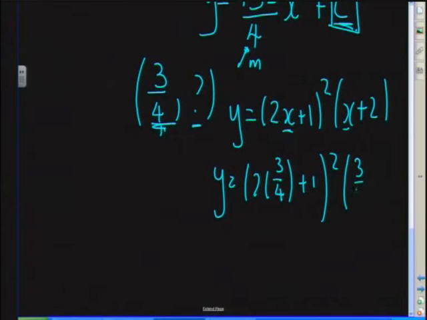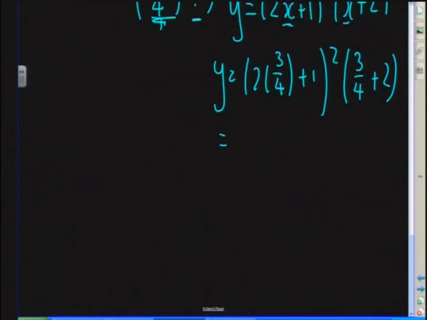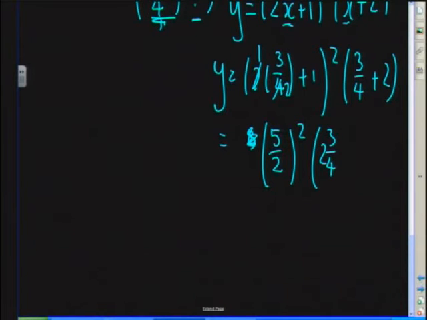It really doesn't matter where you put the 3/4 in. So I'm going to get 2 times 3 over 4. 2 goes into itself once, 2 goes into 4 twice. So we're going to get 3 over 2, which is 1.5, plus 1. So we get 2.5, which is 5 over 2, squared, times 3 over 4 plus 2, which is 2 3/4.